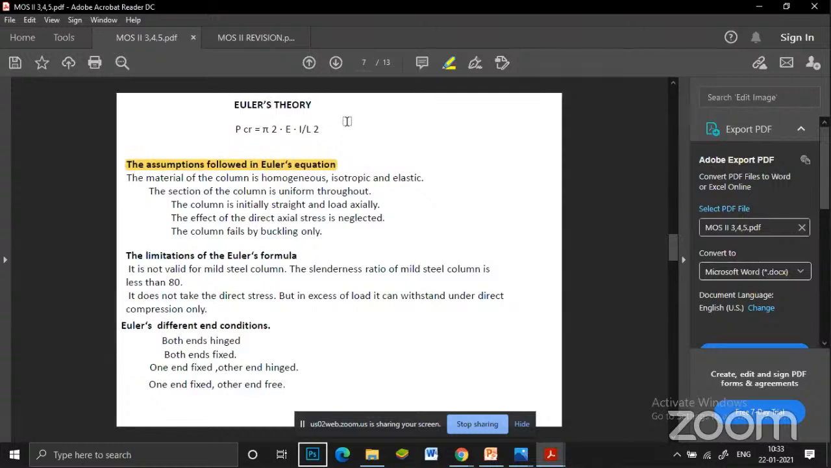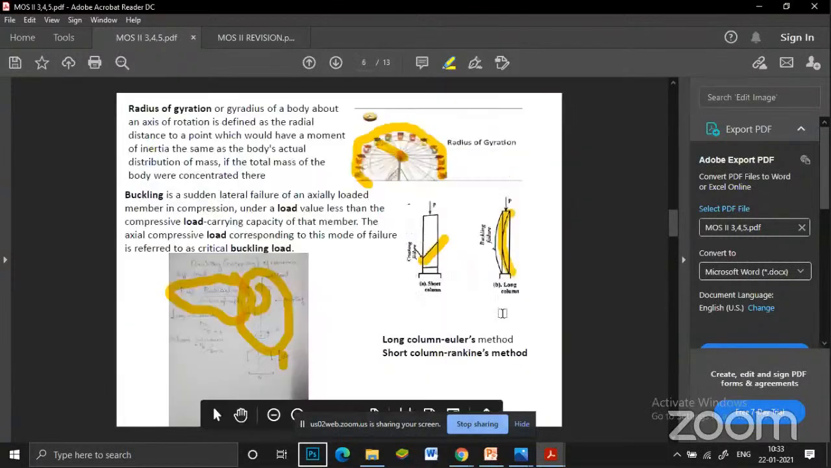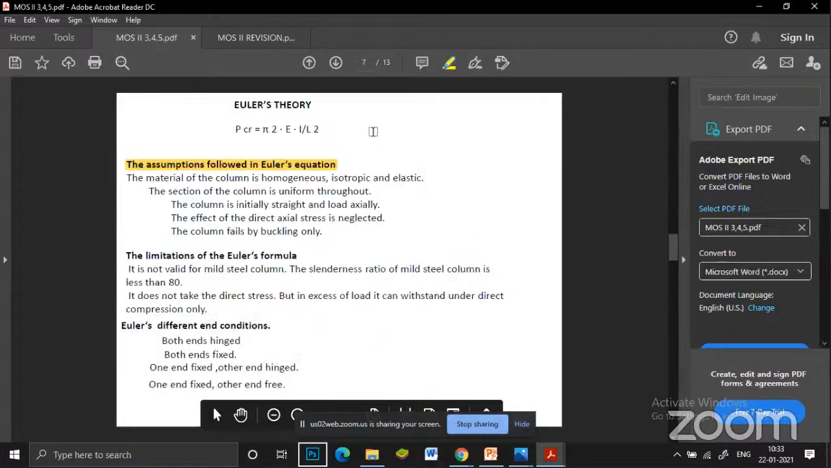Here, Euler's method. Now, PCR, that is crippling. We have told that Euler's method is used for a long column. In a long column, buckling happens, not crushing. So in that case, we have to use this equation. PCR is equal to pi squared EI divided by L squared. That is, crippling or buckling load is equal to pi squared EI divided by L squared.